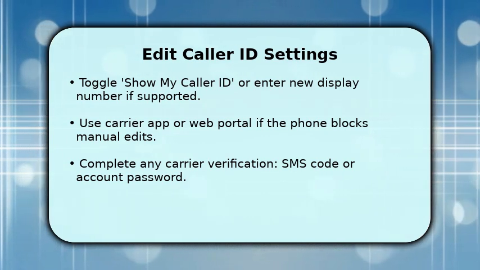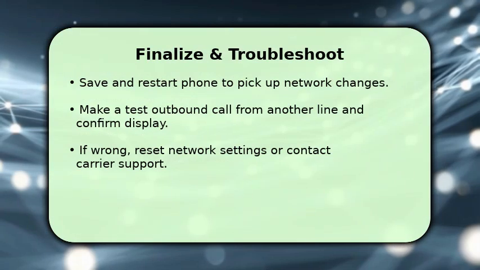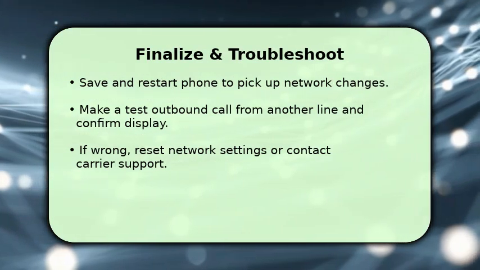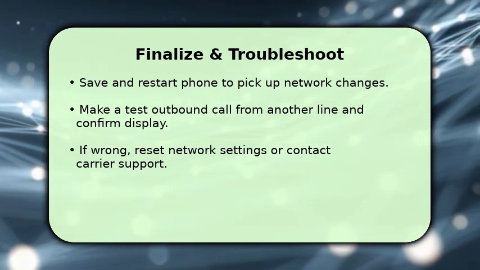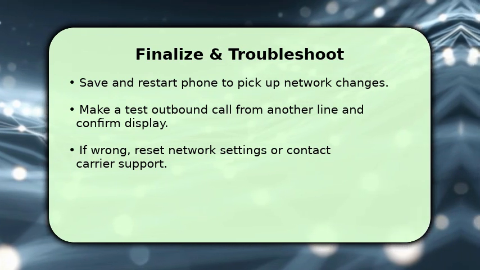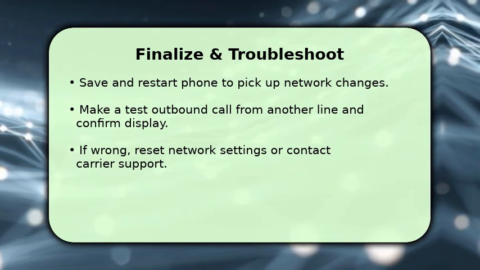You finish by saving changes and restarting the phone so it requests fresh settings from the network. This often forces the carrier to refresh your caller ID. Then make a test call from a different device and confirm the displayed number.